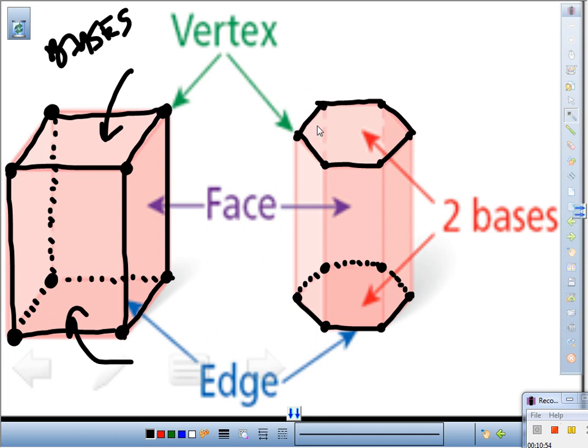What is the name of a six-sided figure, Bree? A hexagon. That is correct. So therefore, if this is a prism, its first name is not hexagon prism, it's hexagonal. Hexagonal prism, because the bases are that figure.